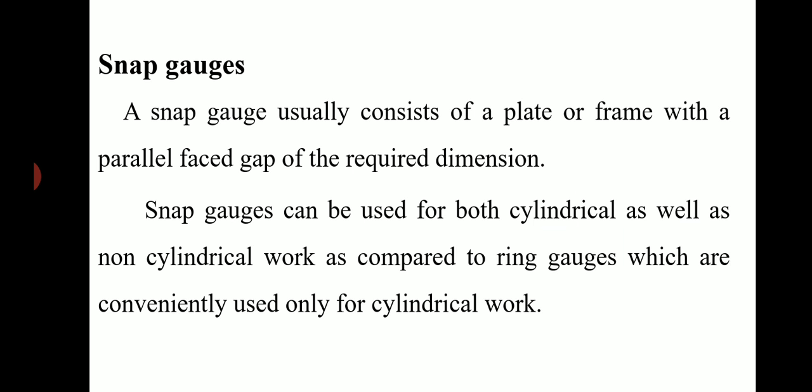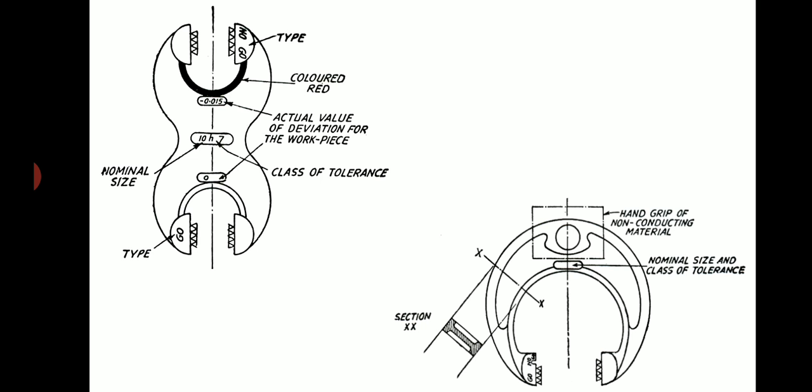Snap gauges. A snap gauge usually consists of a plate or frame with a parallel faced gap of the required dimension. Snap gauges can be used for both cylindrical as well as non-cylindrical work as compared to ring gauges, which are conveniently used only for cylindrical work. These are the two different kinds of snap gauges for checking the dimensions of shaft.